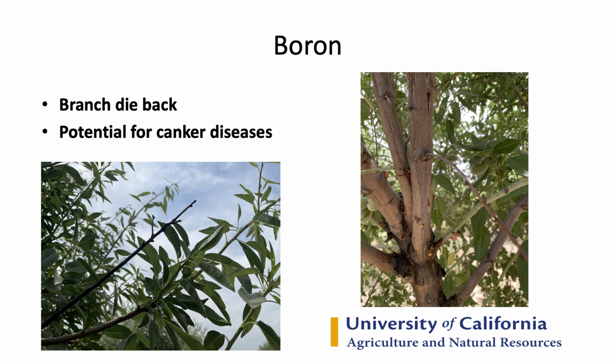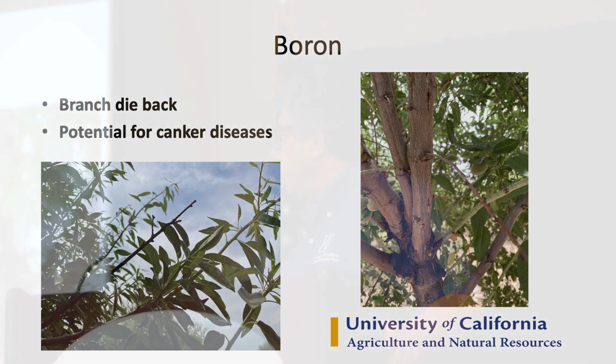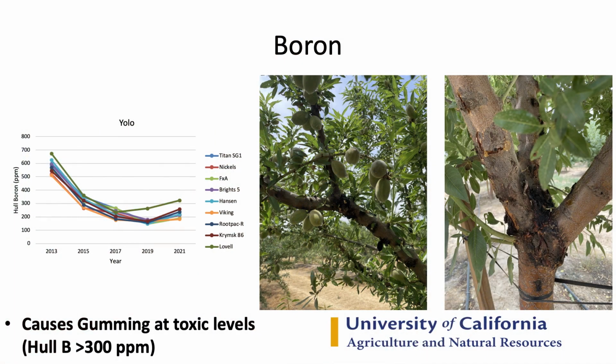So what she found out, when we are looking at boron, is different. We don't look at leaf analysis. Actually, we look at hull boron content. When we have over 300 ppm hull boron content, that means we are in the toxicity zone. And we can see here that among the rootstocks, Lovell did poorly there.